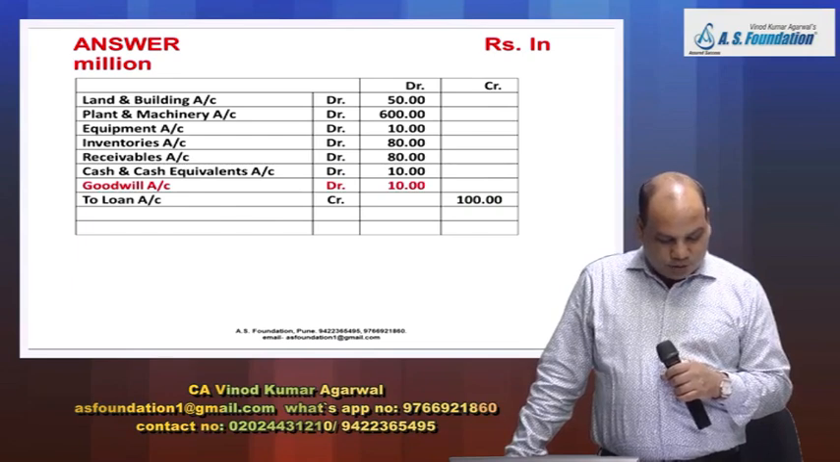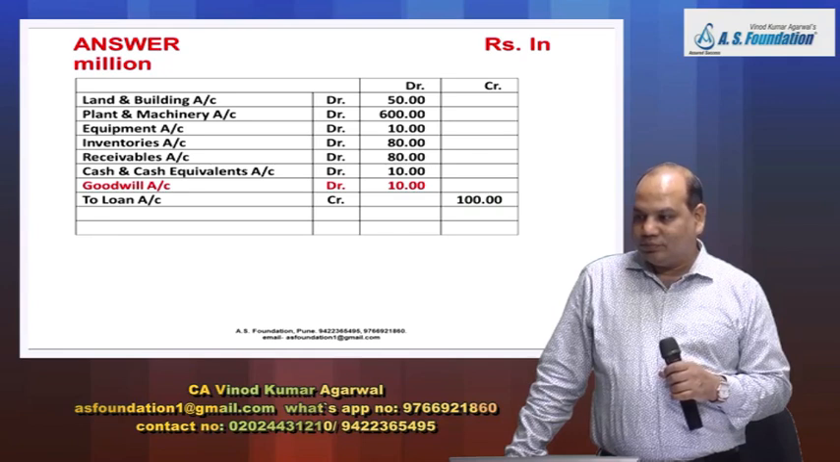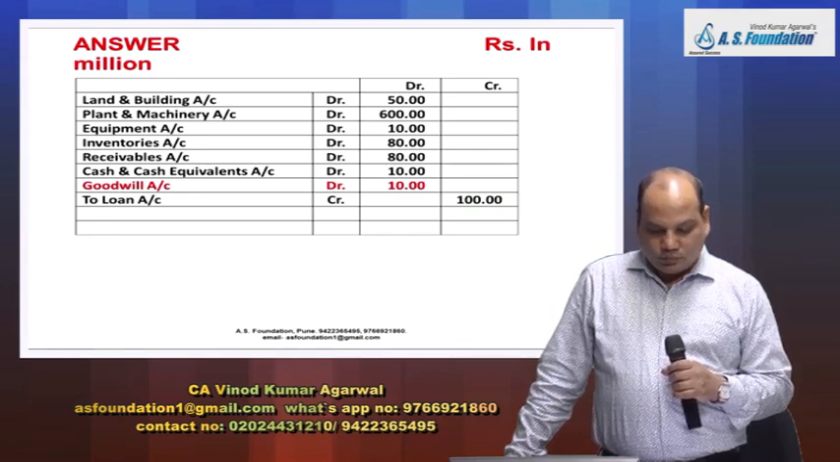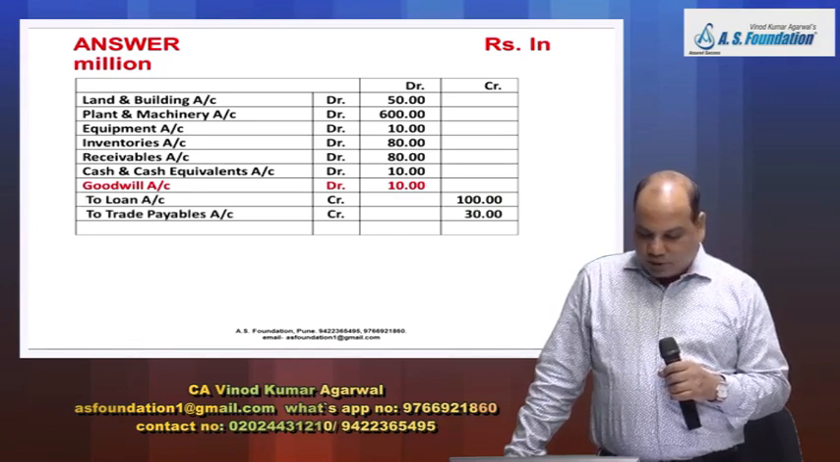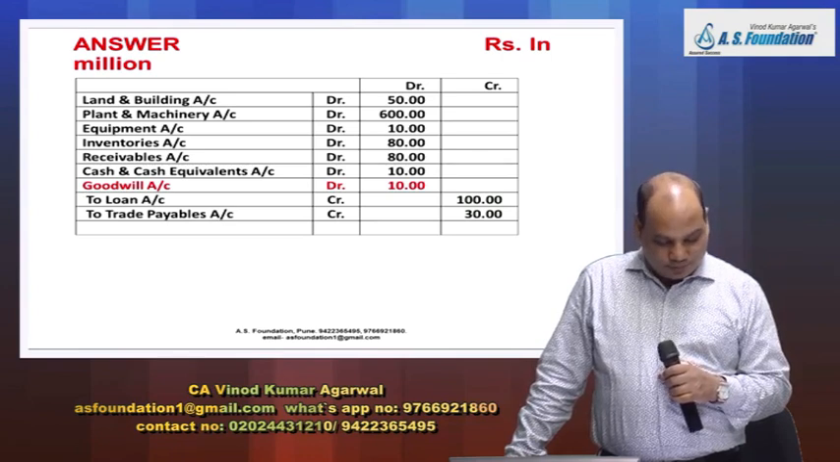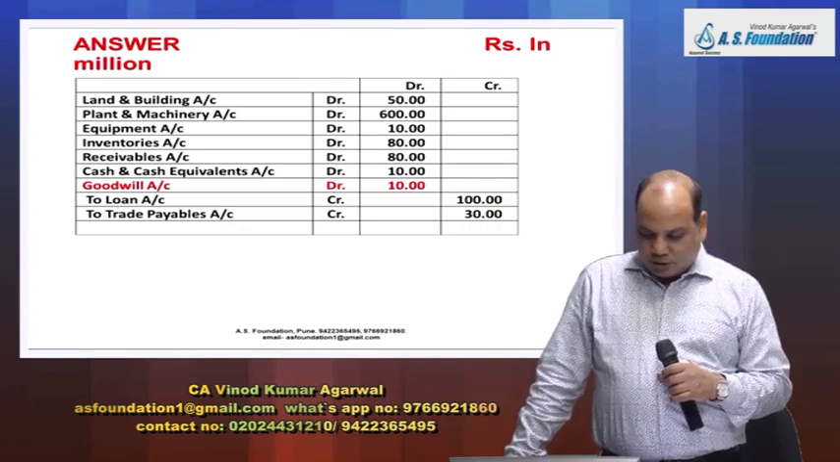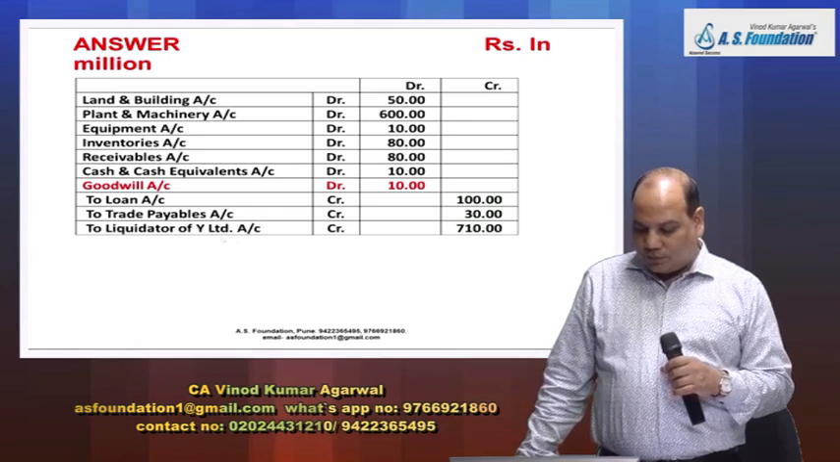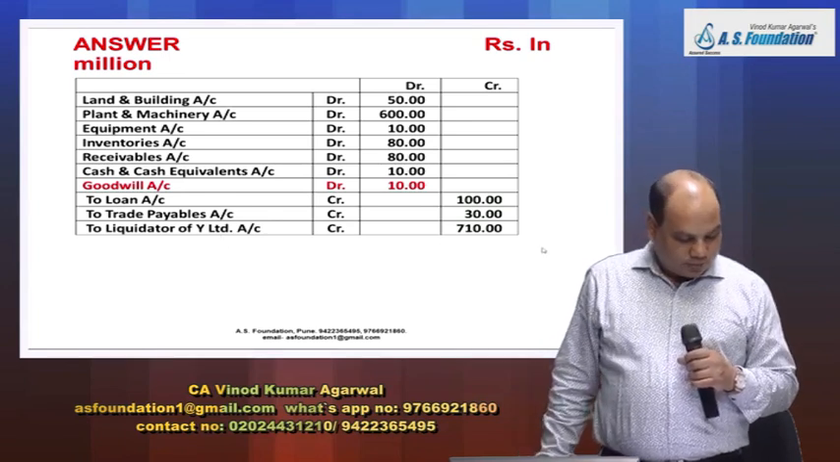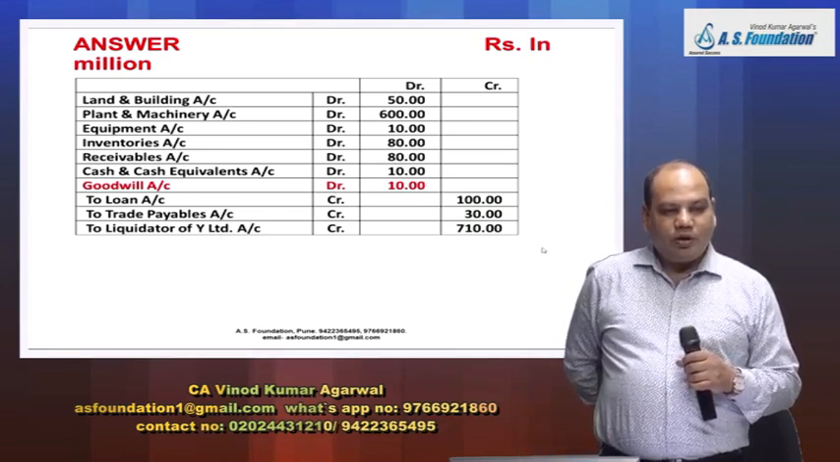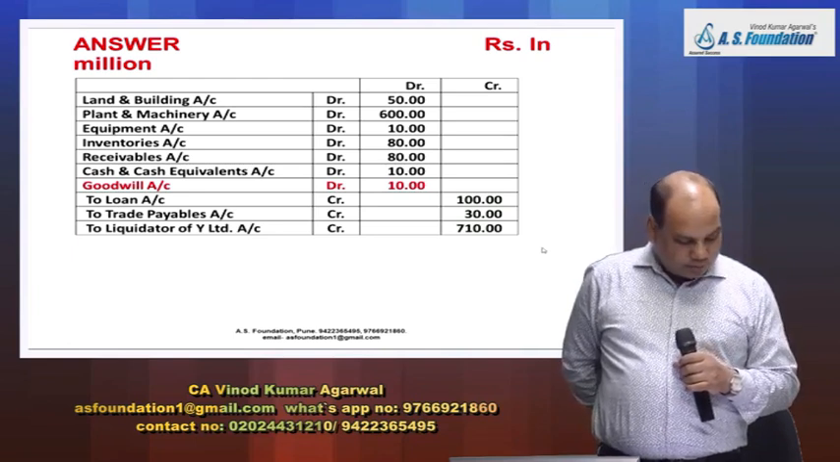To, last three items: loan account 100. To trade payable 30. And to, write down, liquidator of Y Limited 710.